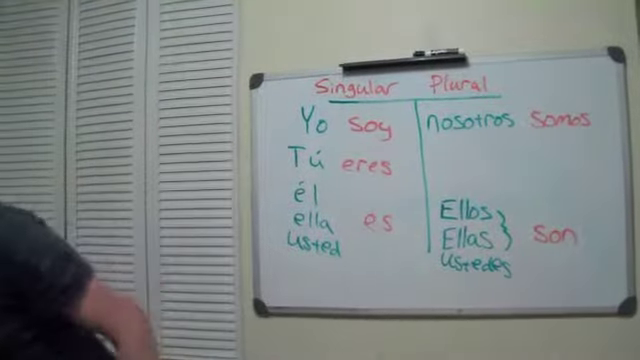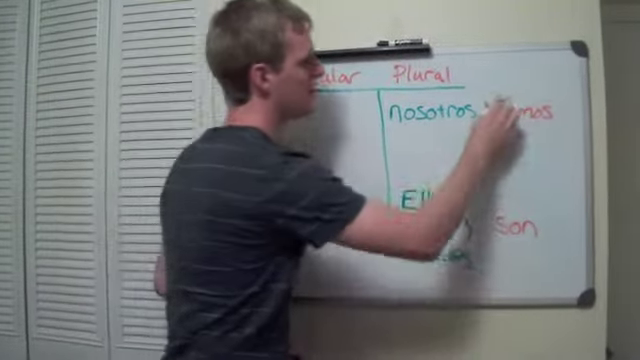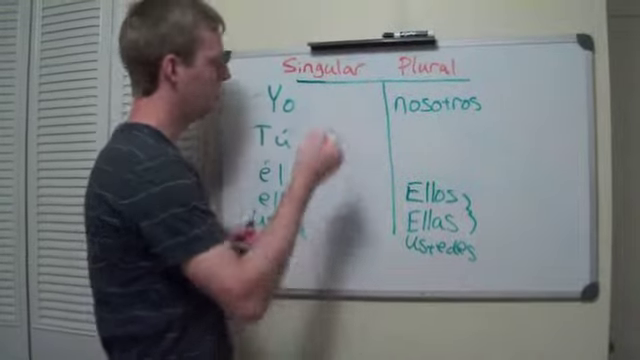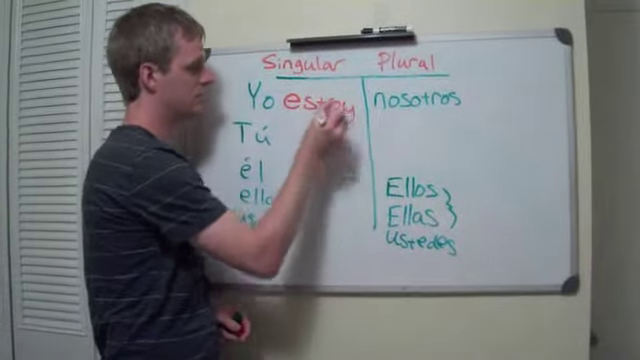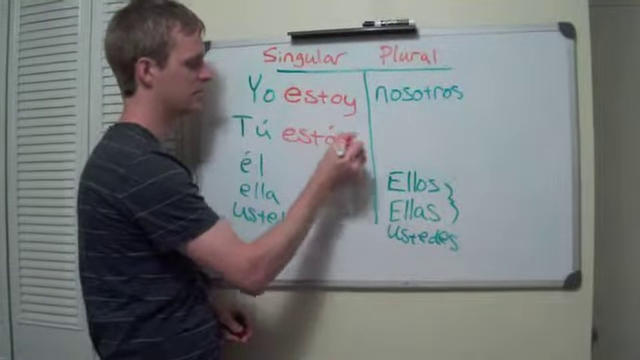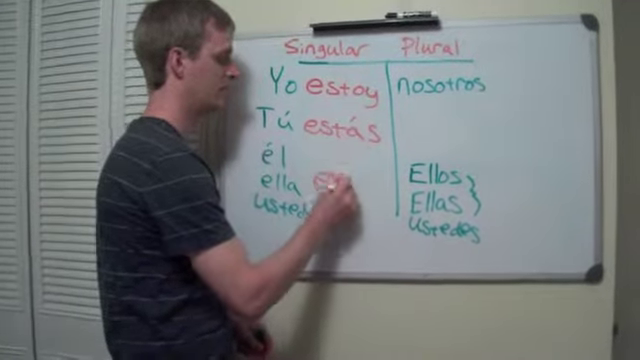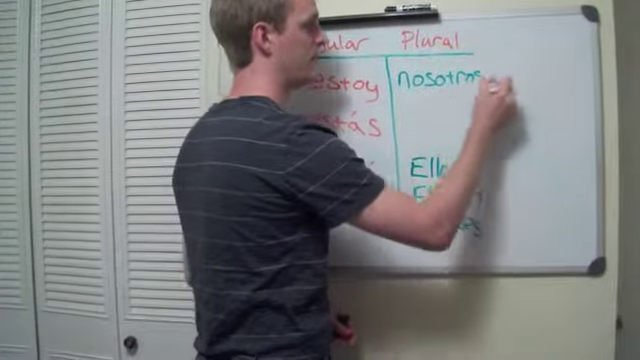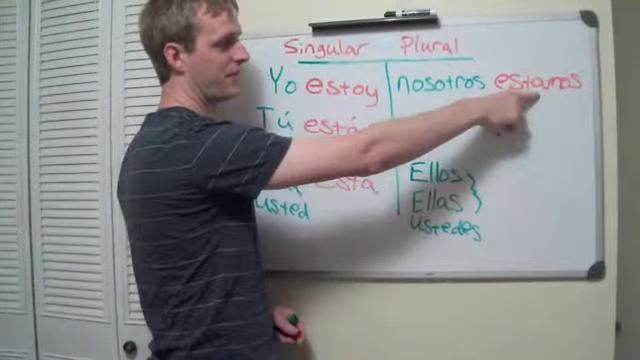Now let's do the verb estar. Estar is a little bit easier. It's more of a regular verb. Yo estoy. Tú estás. Él, ella, usted está. Nosotros estamos. Now look, I don't have an accent on this one.